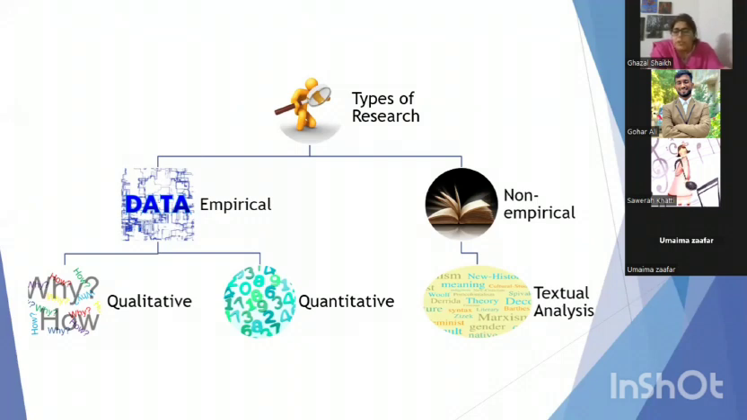And the empirical is further divided into qualitative and quantitative. Qualitative is the rich, in-depth data that we have, which usually answers questions such as why and how. Quantitative is that data which can be reduced to numbers and can be analyzed statistically, mathematically. And a mixed methods approach is when it is qualitative and quantitative together. In some studies, we use both of them.